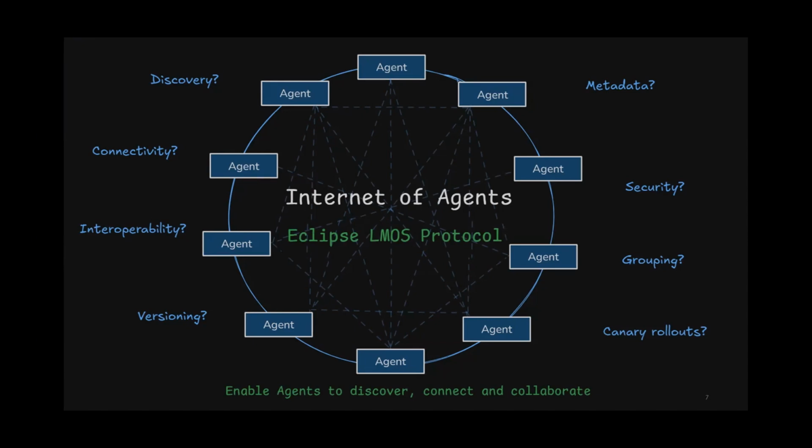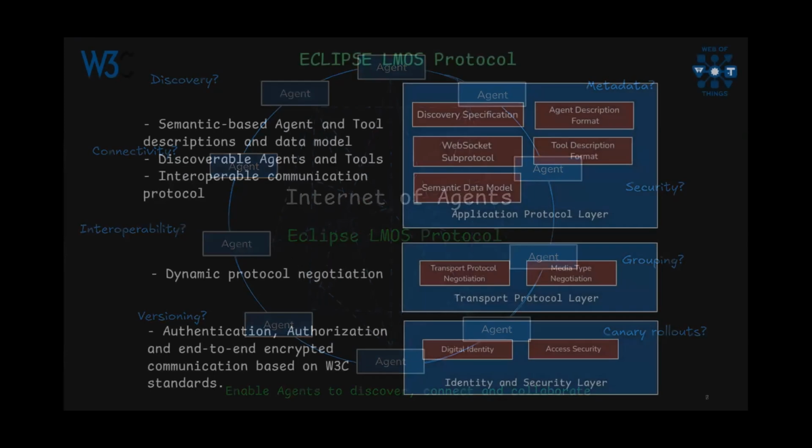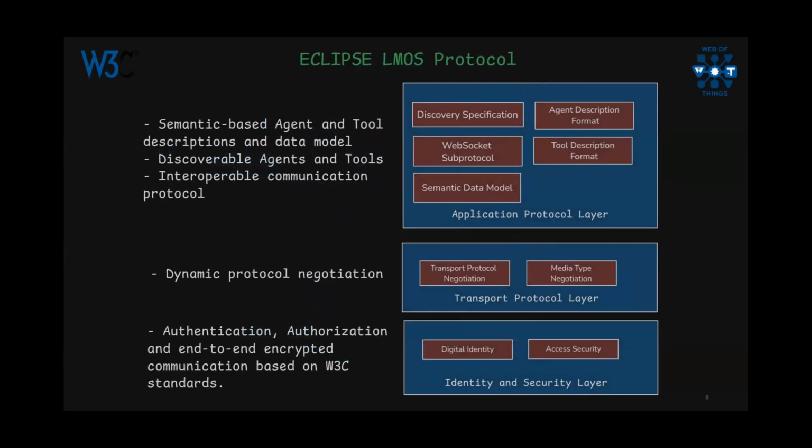And we're not trying to reinvent the wheel. We're making use of technologies like Web of Things or the Web Thing protocol, which we're trying to implement. And the Eclipse LMOS protocol is now looking into the AI domain, and it's now, as I said, applying Web of Things technology to define a discovery specification, an agent description format. We're also making use of a WebSocket subprotocol. As I said, the Web Thing protocol is something which is inspiring for us.